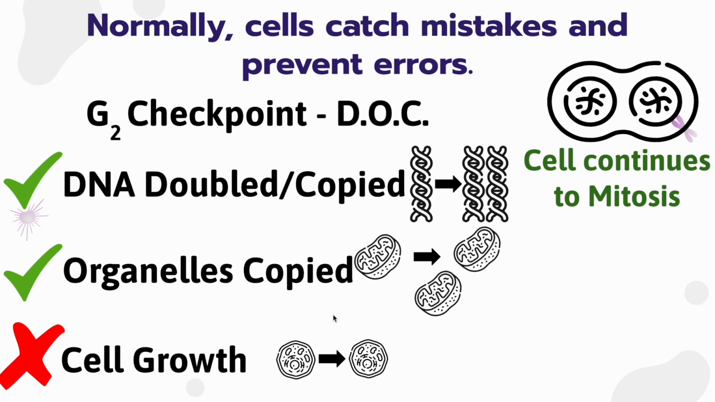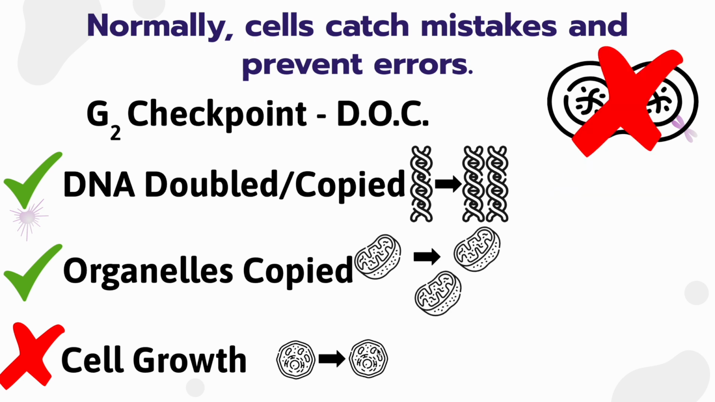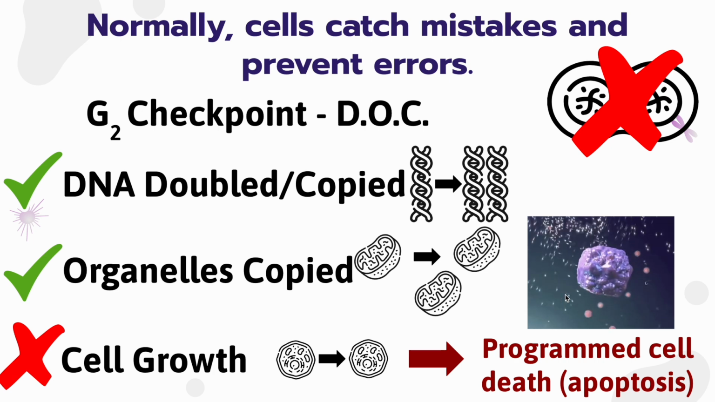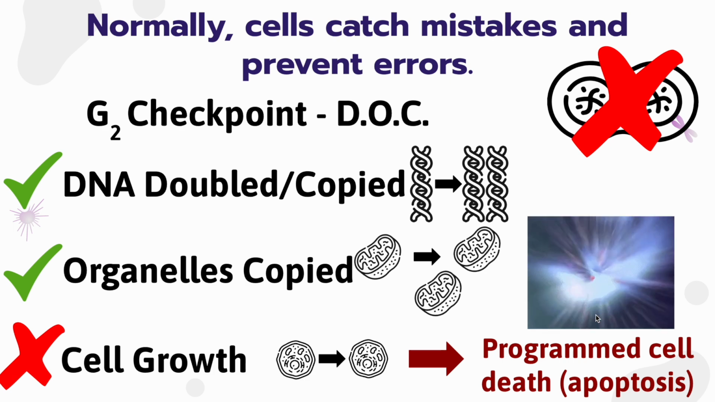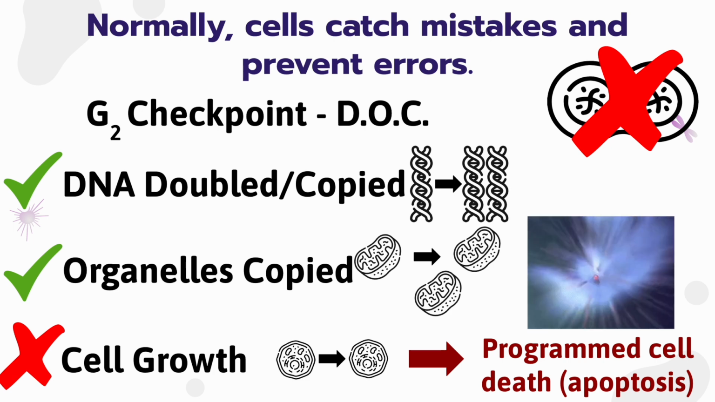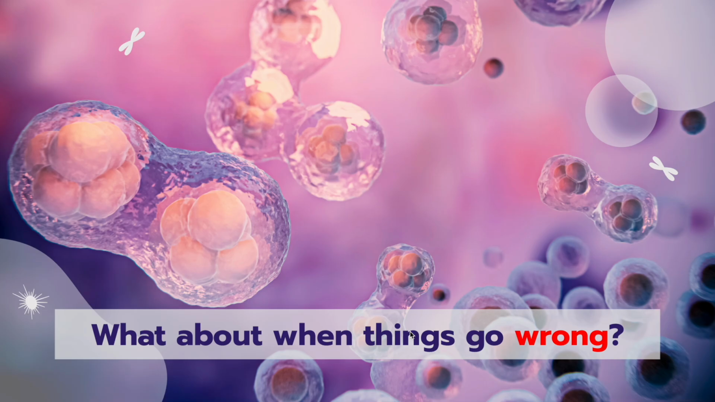However, let's say, for example, maybe the cell didn't grow to the right size. It stayed the same size and it's not big enough. Instead of going through mitosis, this is where apoptosis occurs, which we call programmed cell death. The cell will purposely explode or burst. It goes through apoptosis. That way, if it was damaged or if there was some type of mistake, it doesn't continue to spread that mistake as it makes new cells.